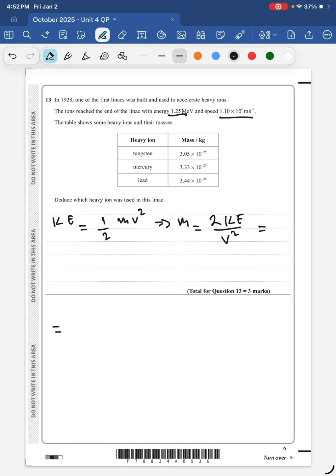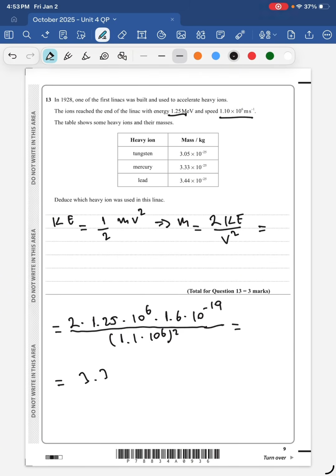So we have 2 times 1.25 times 10 to the 6, because it's MeV, and then 1 eV is 1.6 times 10 to the negative 19 joules. And we divide by v squared, which is 1.1 times 10 to the 6 squared. If we carry out the calculation, we find 3.31 times 10 to the negative 25 kilograms, which you can see from the table is mercury. That's the closest one.